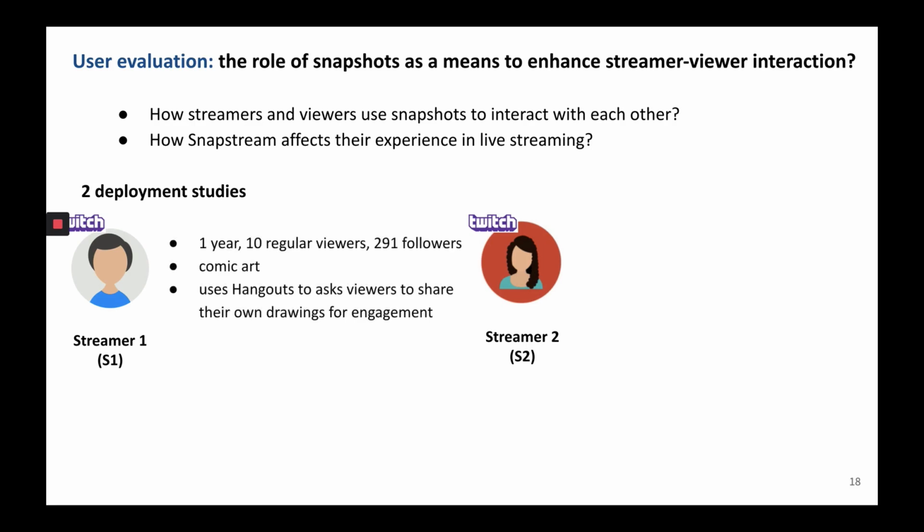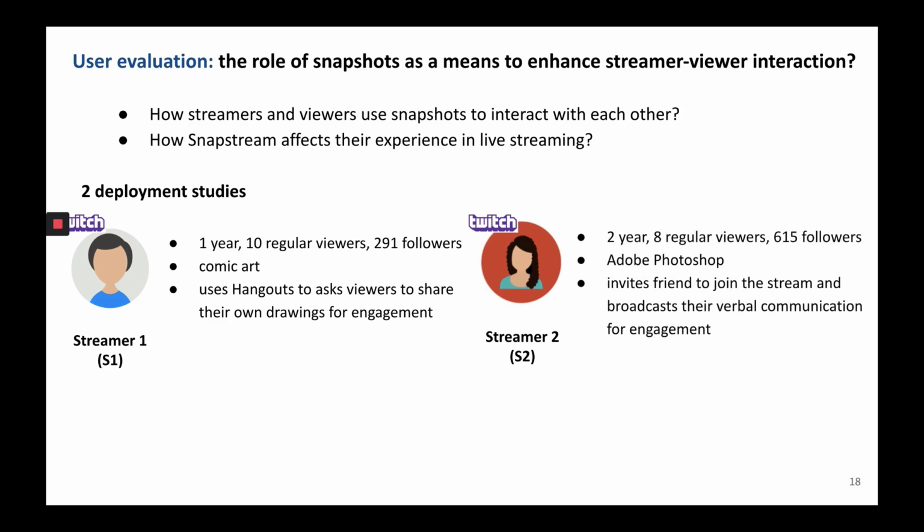First streamer has about a year of experience of streaming drawing comic art. He often uses Hangouts to ask viewers to share their own drawings for engagement. Second streamer has 2 years of streaming on Twitch and streams Photoshop works. For engagement, she usually invites friends to join the stream and broadcasts their verbal communication.